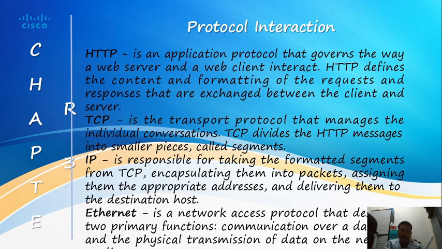Last is Ethernet. What is Ethernet? Ethernet is a network access protocol that describes two primary functions: communication over a data link and the physical transmission of data on the network.